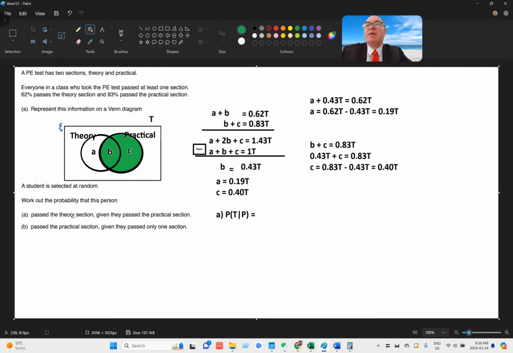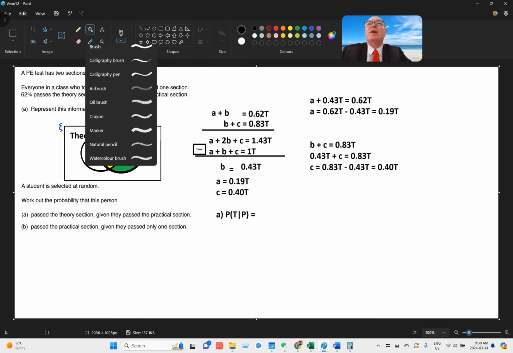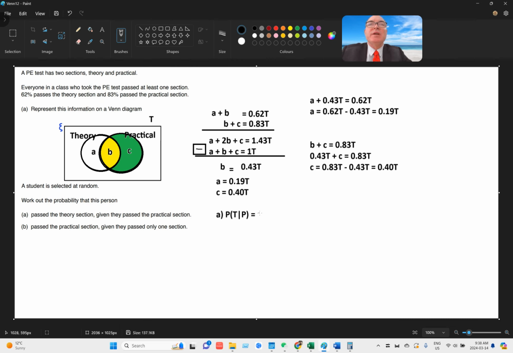What's the probability of getting someone that passed the theory section out of that? So that's yellow. Okay, now I'm black, and marker here. This is going to be equal to, now on the bottom, we want the total options out of the practical. That is B plus C. B plus C we know is 0.83T. Okay? 83% of the total, that's going to give me some number here. It's all right if I don't know what that total is.